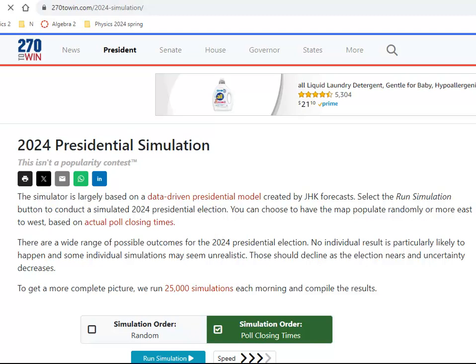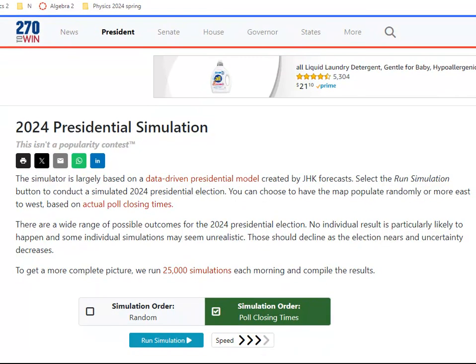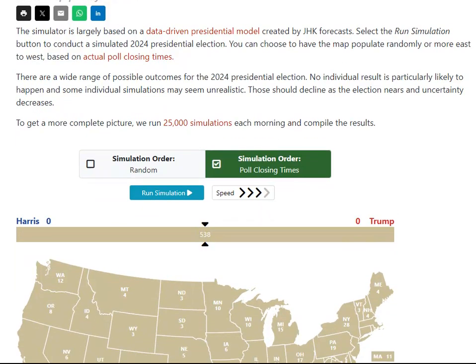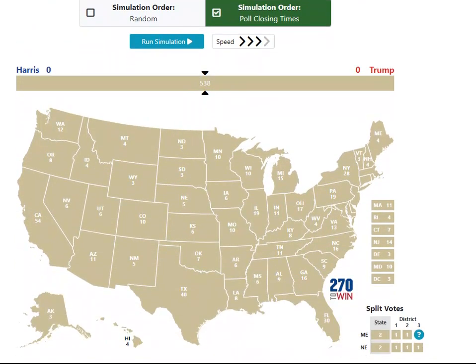All right, so here's this website, 270twin.com, and I'm going to scroll down here, and there we go. I could choose simulation order random or simulation order poll closing time. This is actually more realistic.